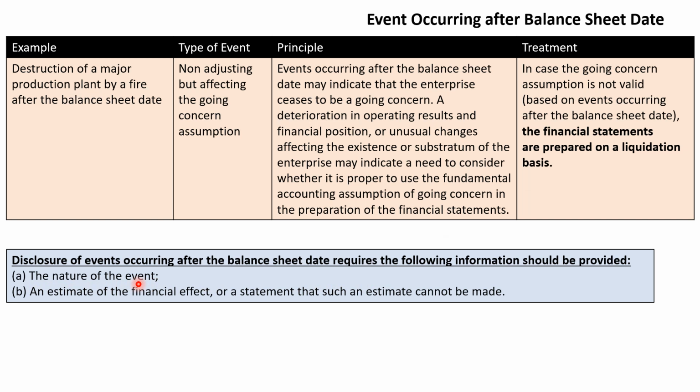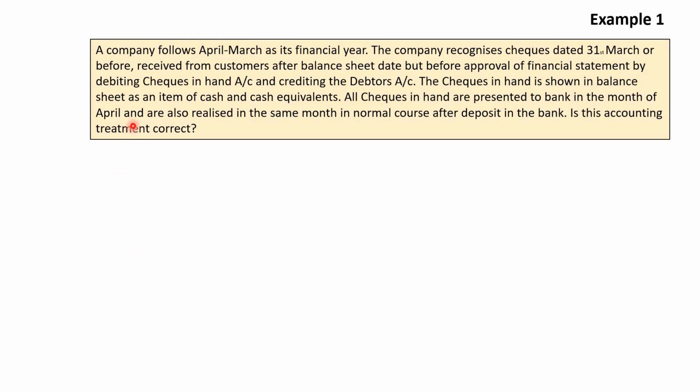Let us now consider some examples which will help you to again understand how the questions may be asked in the exam and how they are supposed to be solved. So the first question is, a company follows April to March as financial year.